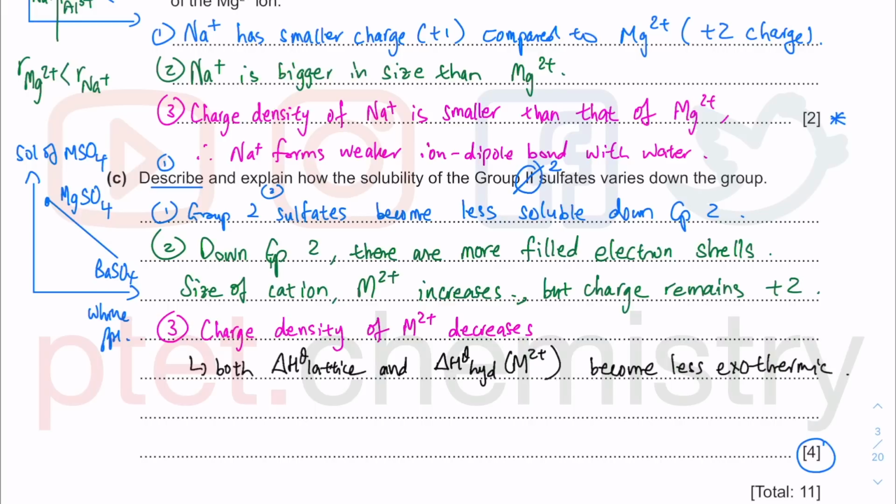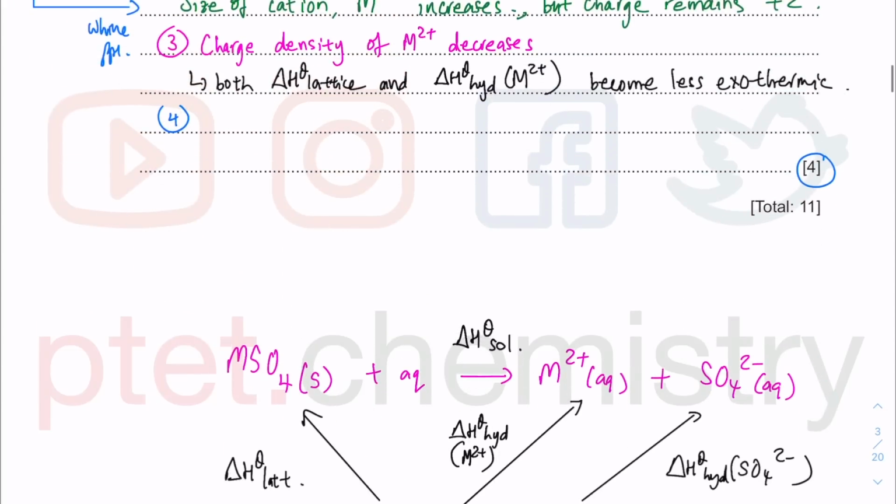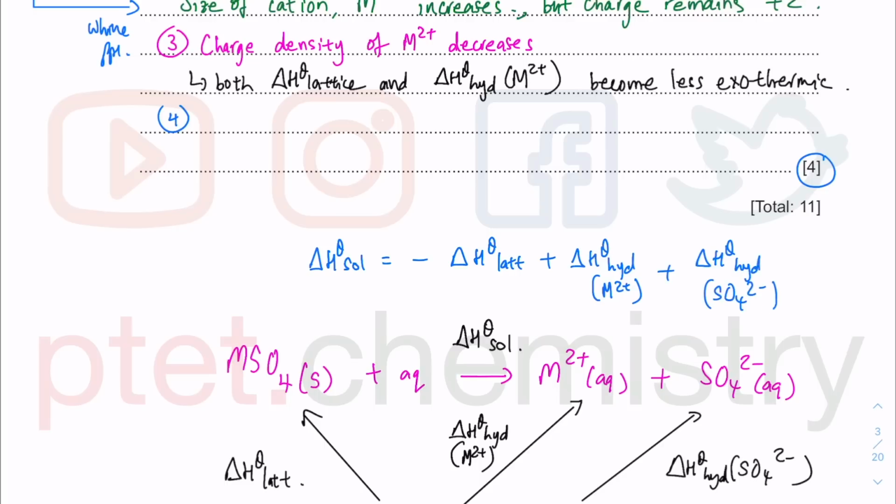Now looking back at the equation which I have written at the bottom, you will see that the enthalpy of solution is equal to minus the lattice enthalpy plus the hydration enthalpy of M2+ plus the hydration enthalpy of the SO4 2-. Okay, so we are going this way, going against the lattice, so it is minus the lattice plus the hydration of the cation plus the hydration of the anion.